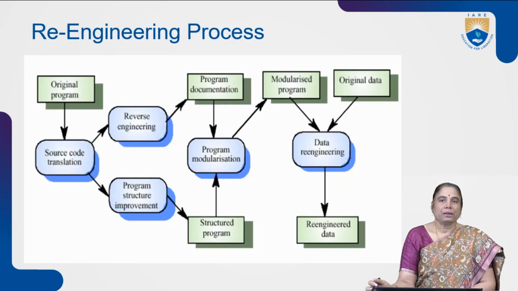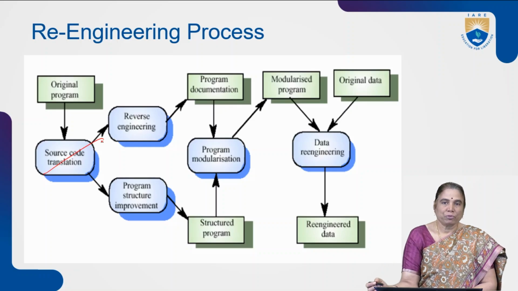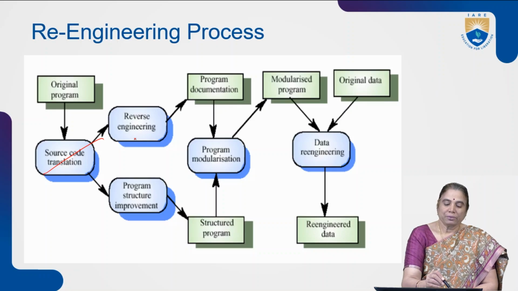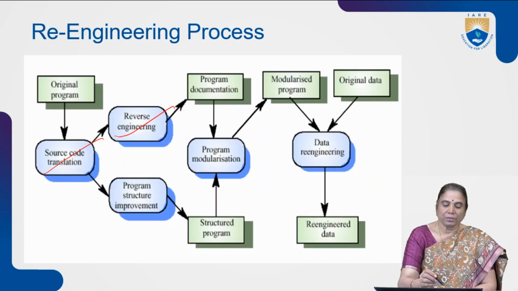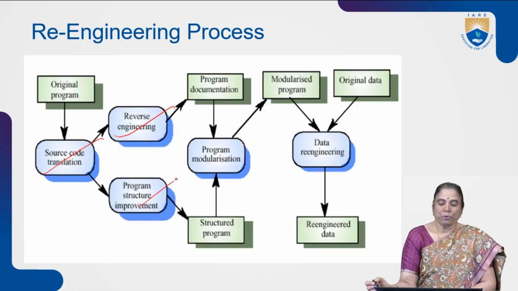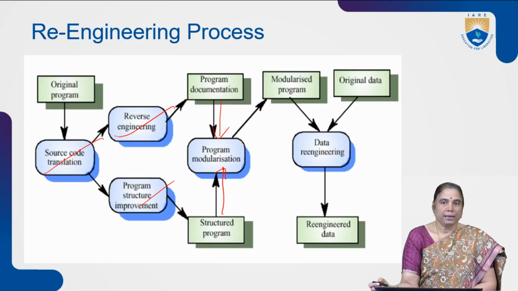In the process of re-engineering, the source code translation must be done from the original program. So the reverse engineering process, whatever we are dealing with, has to be used here, and the program structure must be improved. So the program as well as proper documentation must be applied to program modularization so that the components are clearly defined, and the modularized program must be given to the data engineering.